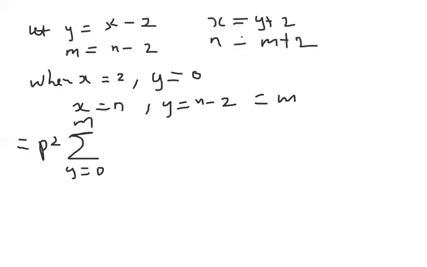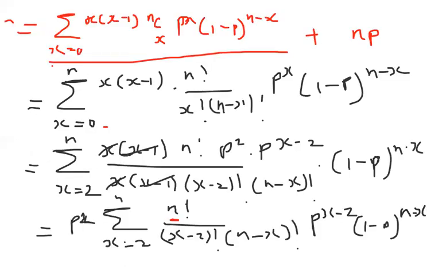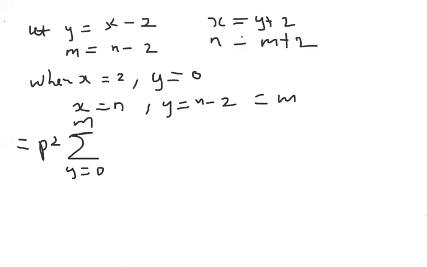Great. And when we had n, look at this expression here, we had it as what? n factorial. This one here, we had this as n factorial. But we now know that n is the same as what? m plus 2. So I'm going to write m plus 2 factorial instead of n, all over y factorial, m minus y factorial.